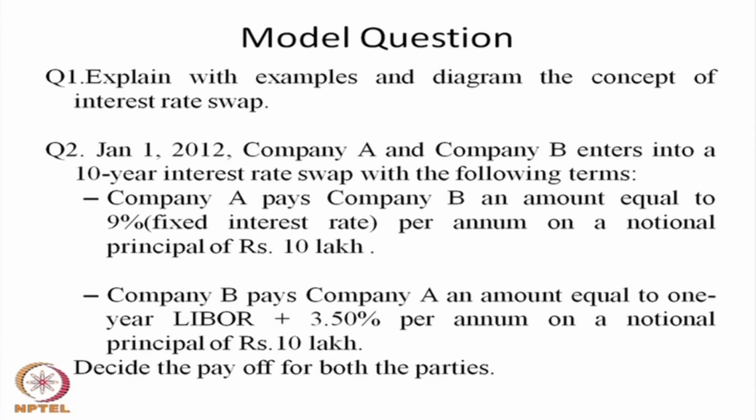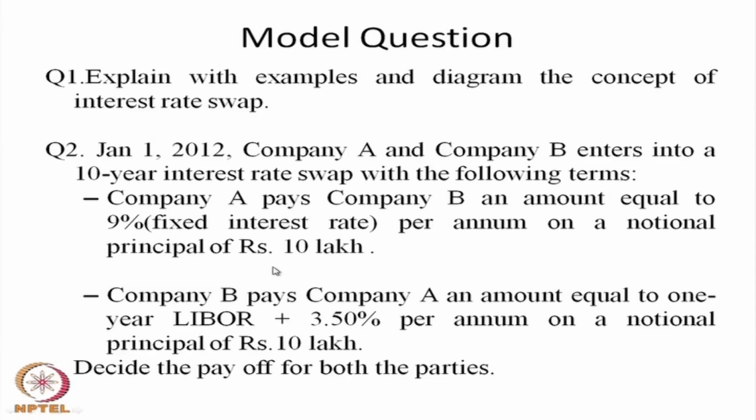The second problem: two companies are there. On January 1st 2012, company A and company B enter into a 10-year interest rate swap with the following terms. Company A pays company B an amount equal to 9% fixed per annum on a notional principal of 10 lakh rupees. Company B pays company A an amount equal to 1-year LIBOR plus 3.5% per annum on a notional principal of 10 lakh. This is the payoff here. What is the diagrammatic design of the interest rate swap?